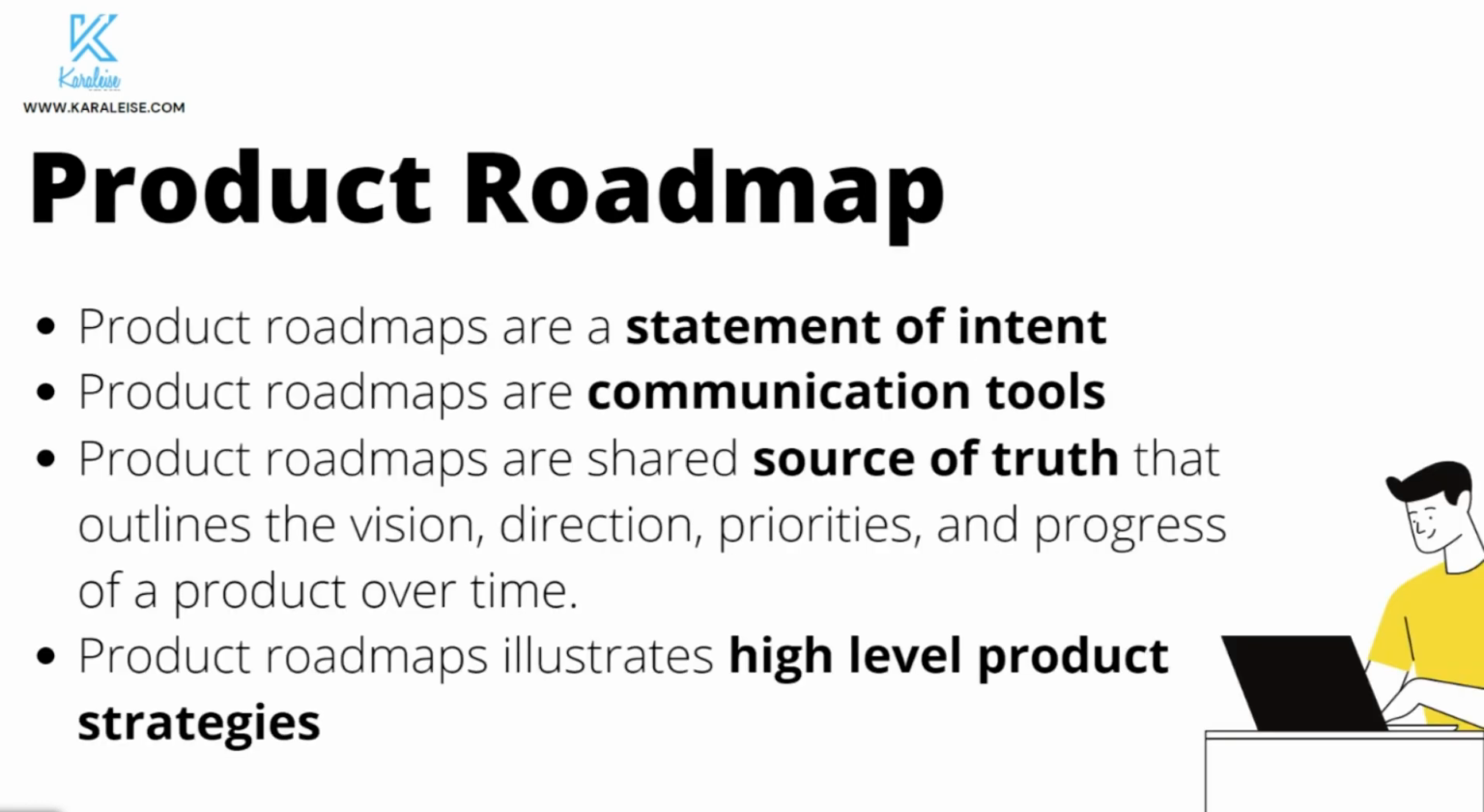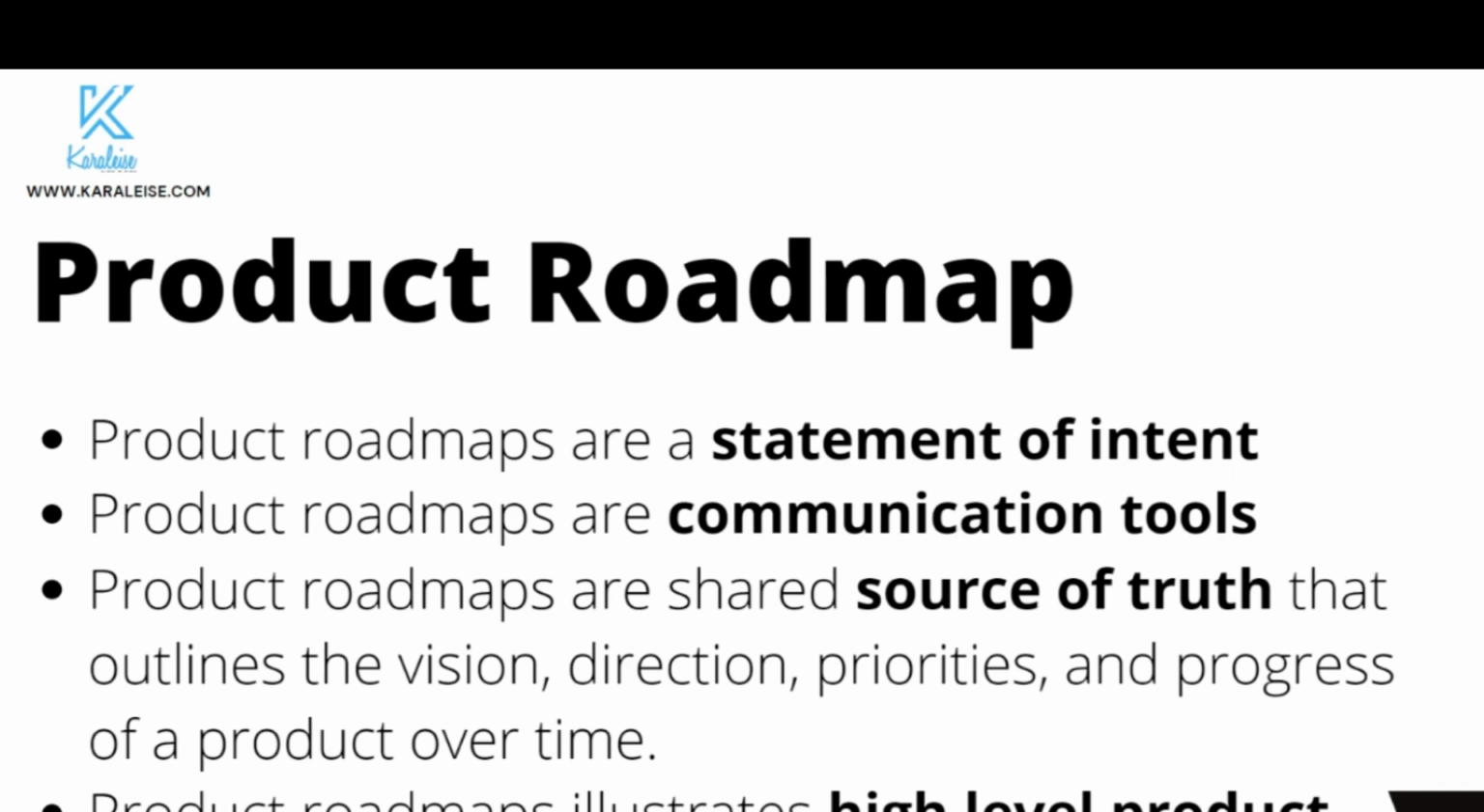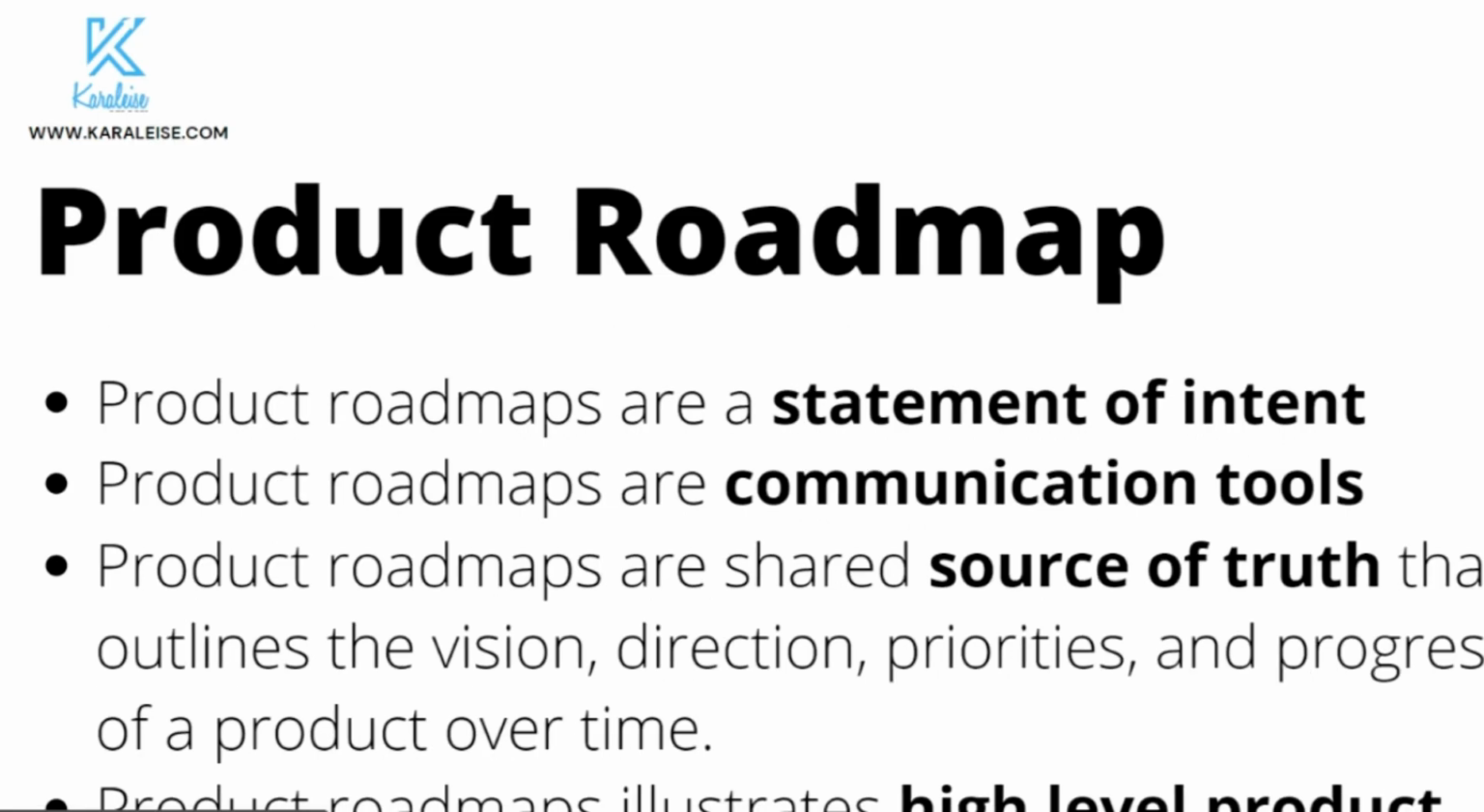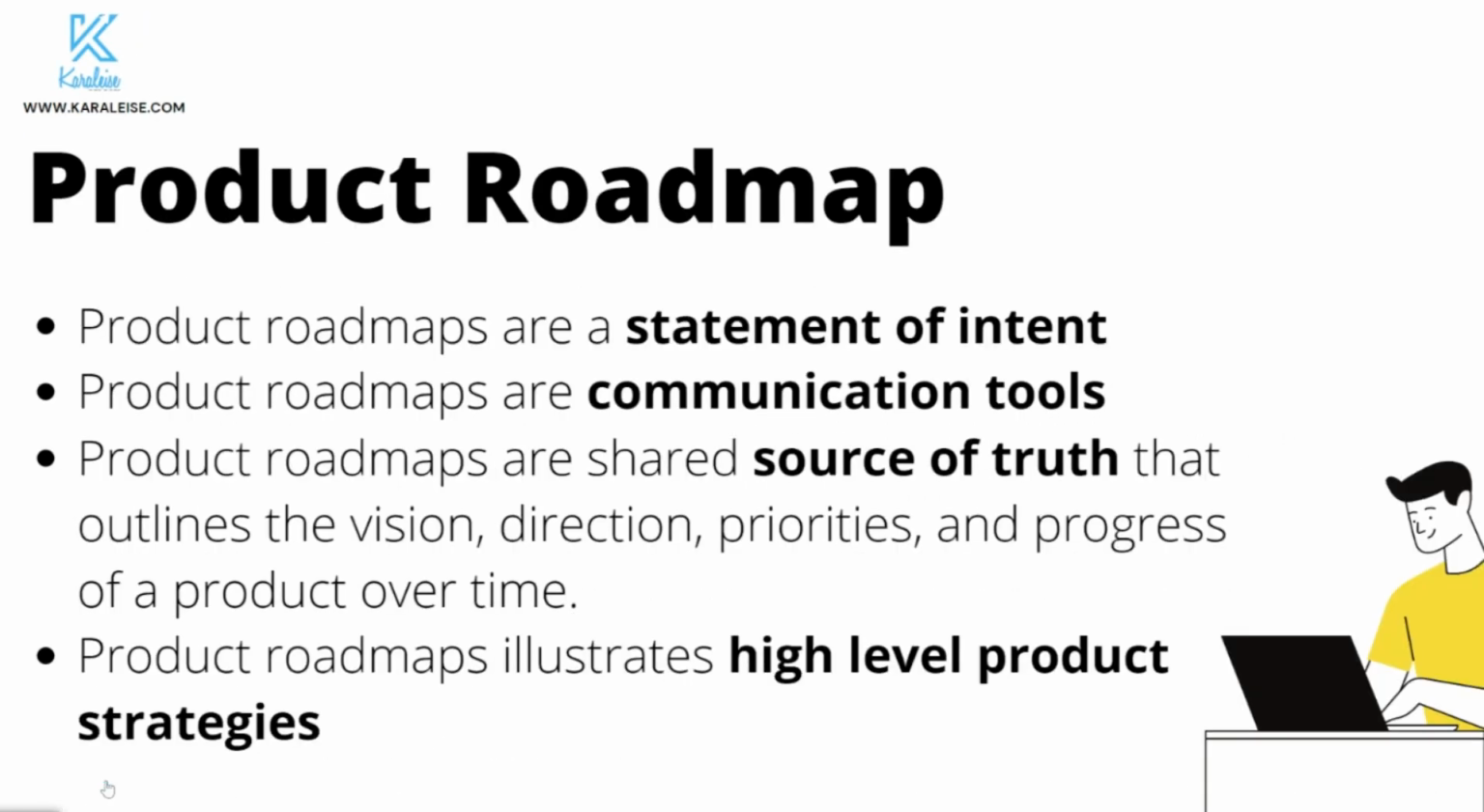So a product roadmap has a lot of characteristics, right? They should be a statement of intent. This is what you intend to build. It doesn't mean it's set in stone. It's just your intent, right? It's also a communication tool. So it helps you to communicate to your stakeholders, to your other team members, to your other departments. Product roadmaps are a shared source of truth that outlines the vision, direction, priorities, and progress of a product over time. Product roadmaps illustrate high-level product strategies. That's what the roadmap is about.